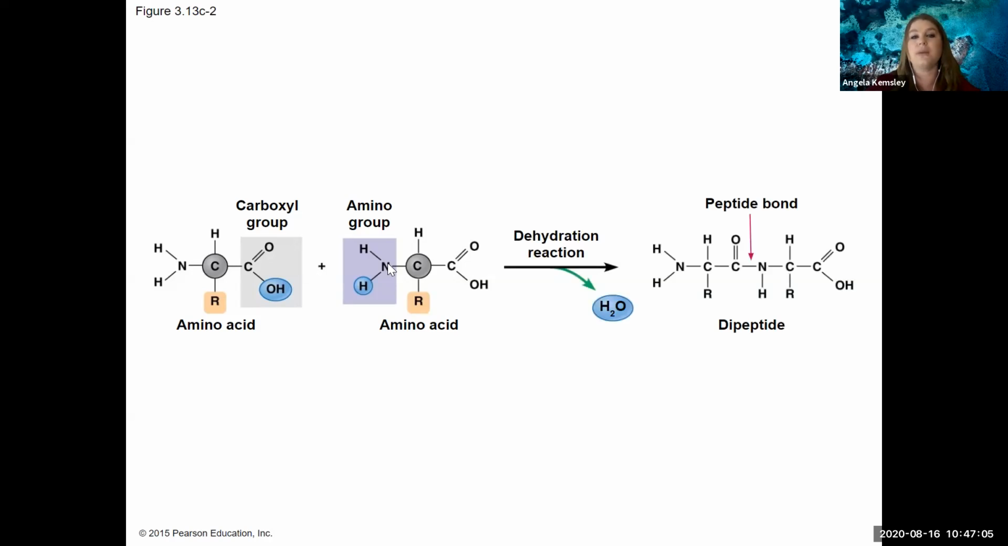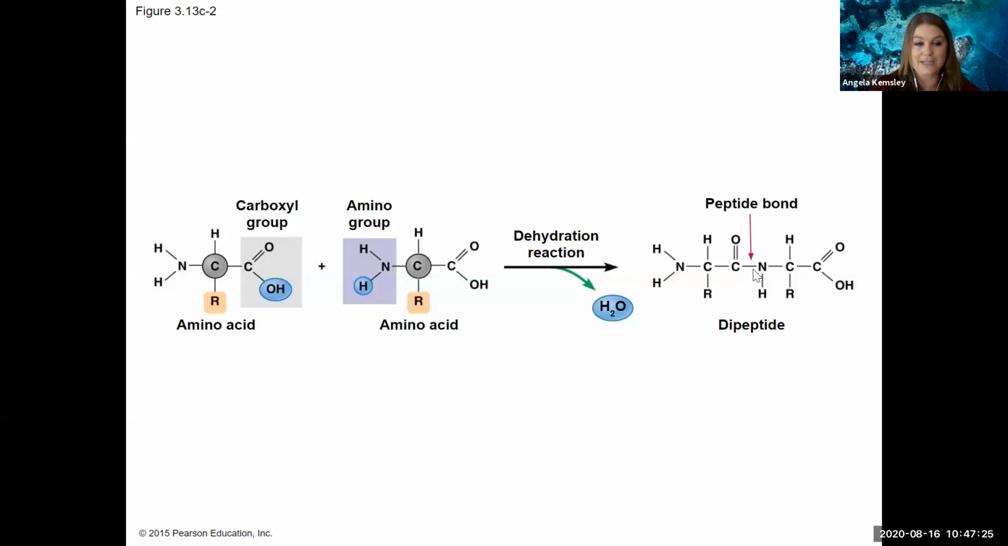We're going to perform a dehydration reaction. So we're going to take the OH group out of the carboxyl group of one amino acid. We're going to take the hydrogen from the amino group of the other. H2O. So we're going to remove a water, and that's going to make a peptide bond.